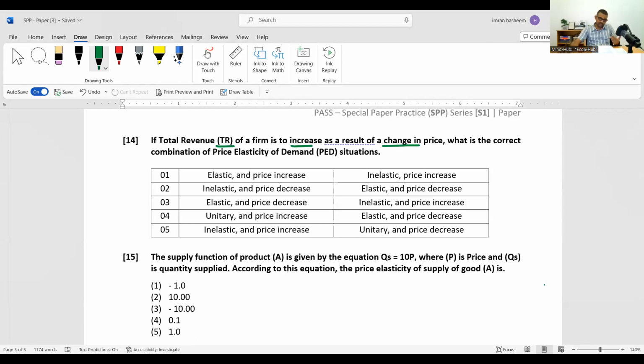If you use a quick bit of knowledge here, now if TR is to increase, delta TR is to increase, if the product is elastic, if the product is inelastic, what should happen? Elastic meaning the relationship between price and total revenue.